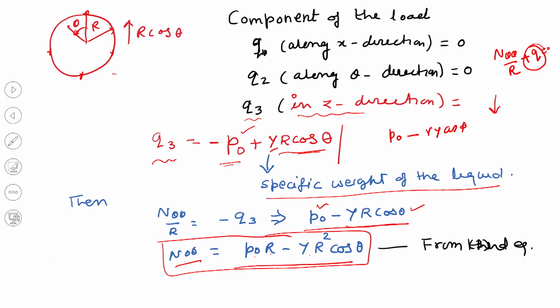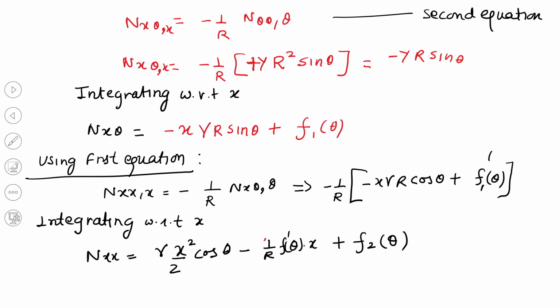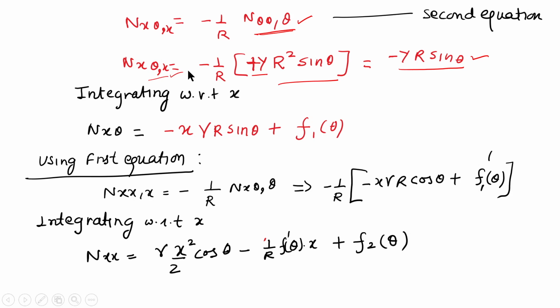Now, from this equation, if we substitute into the second equation where it is n theta comma theta, when you differentiate, cos theta will be minus sin theta and it becomes plus. So, 1 by r of this, ultimately it will be r square, so gamma r sin theta. Now, we have to integrate with respect to theta. If you integrate with respect to theta, it acts as a constant minus x plus any function, because it is a partial derivative along x. So, f1 will be a function in the theta direction.